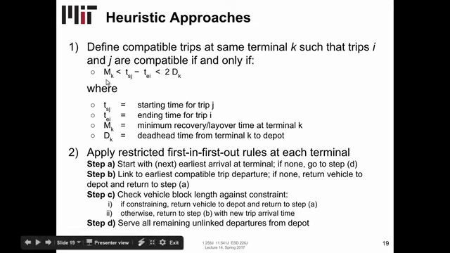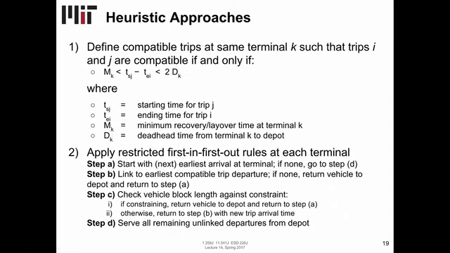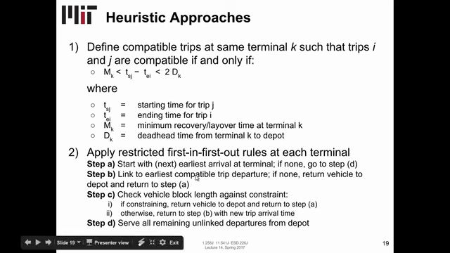Like mk here is the minimum recovery time that we define as a lower bound of the time difference between the arrival of trip i minus the departure of trip j. And then we use 2 times dk, which is the deadhead time from terminal to depot. Then the algorithm is really simple. It has only 4 steps. We start with the earliest arrival at the terminal.